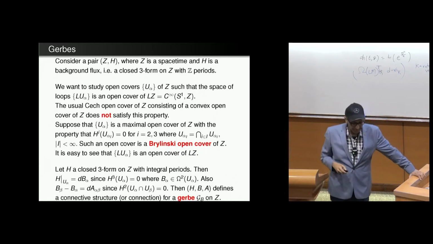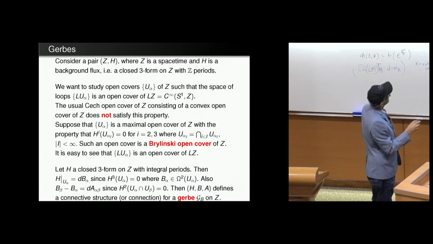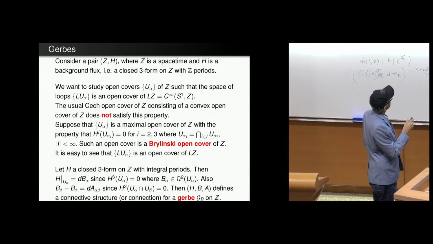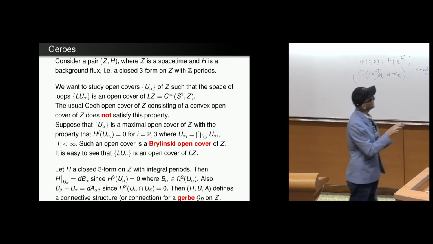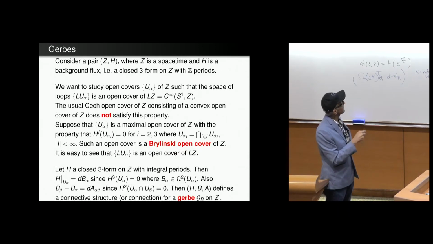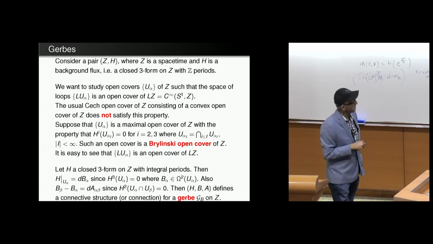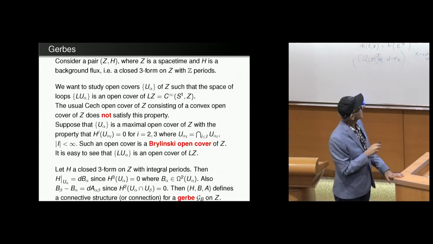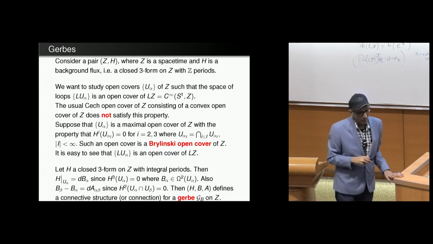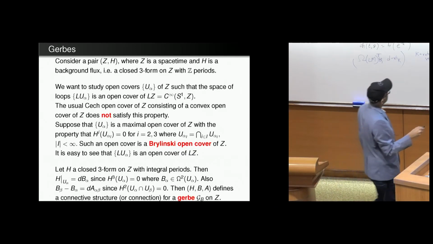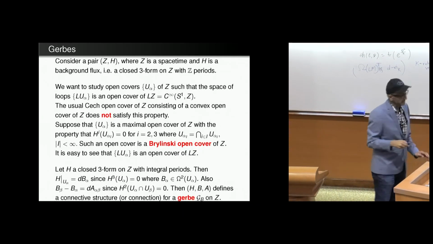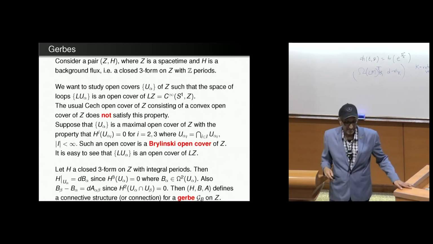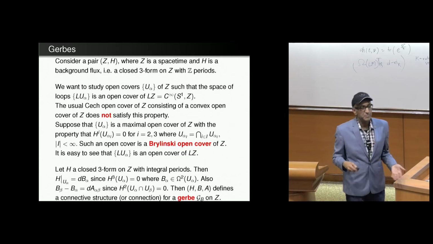So now, let H be a closed 3-form with integer periods, then H restricted to U alpha is dB alpha, since we are assuming that H3 of these open sets are 0. So B alpha is a 2-form on this open set. And B beta minus B alpha is dA alpha beta, since H2 of this overlap is also 0. Then this triple H, B, and A, so H is a global 3-form, but B is local 2-forms, and A is actually a 1-form on the double overlaps. So this defines a connective structure or connection for a gerb. So let's call the gerb GB on Z. So it's not just a gerb, but it's a gerb with connection.